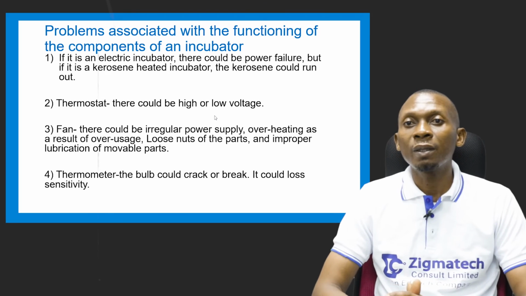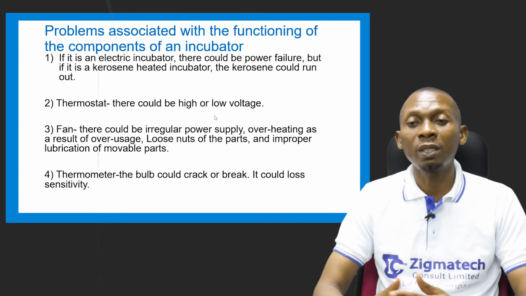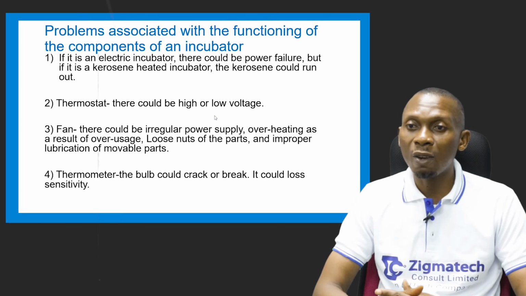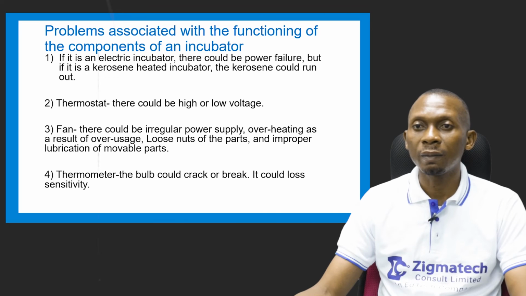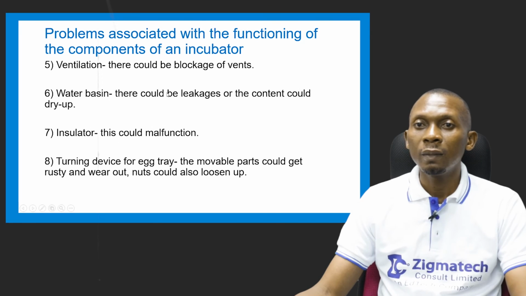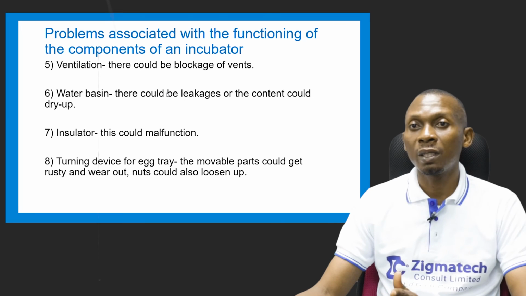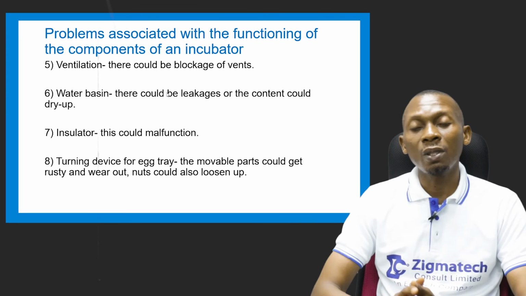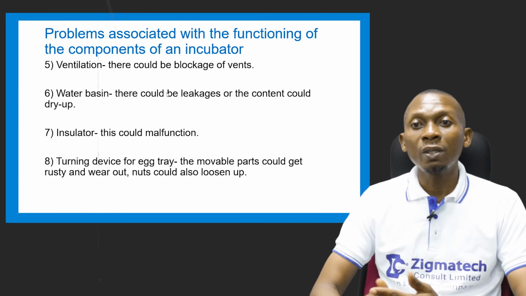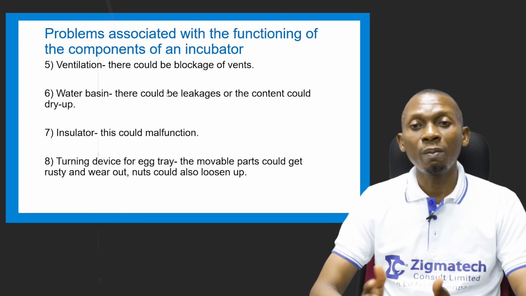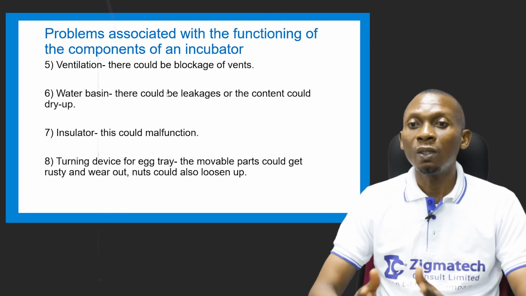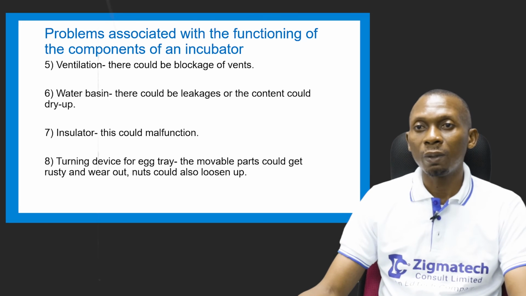Then the thermometer, a possible problem associated with the thermometer, is that the bulb could crack or break, or the thermometer may end up losing its sensitivity. Ventilation, a possible problem associated with the ventilation, is that it could get blocked. Then for the water basins, there could be leakages or the contents could dry up. And for the insulator, it could malfunction. And for the egg turning device, the movable parts of it may end up getting rusty or wear out, or the nuts may end up loosening up.